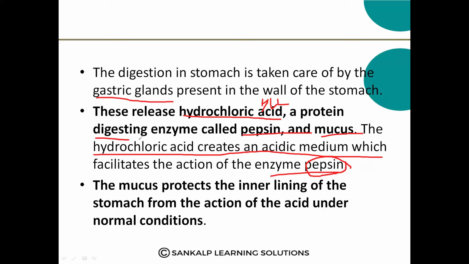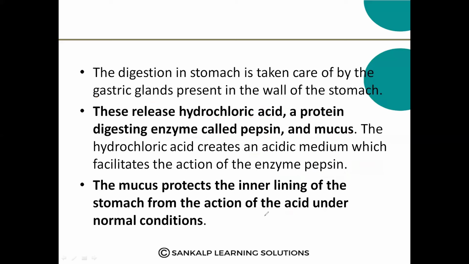So this pepsin helps for the digestion of the protein. So this is the protein digesting enzyme. Then what is the function of this mucus? Very important. This mucus protects the walls of the stomach, the inner lining of the stomach, from the acid. Because acid is secreted here, right? That acid may cause damage to the inner walls of the stomach. So this mucus, a jelly like substance, helps for the protection of the inner lining of the stomach.